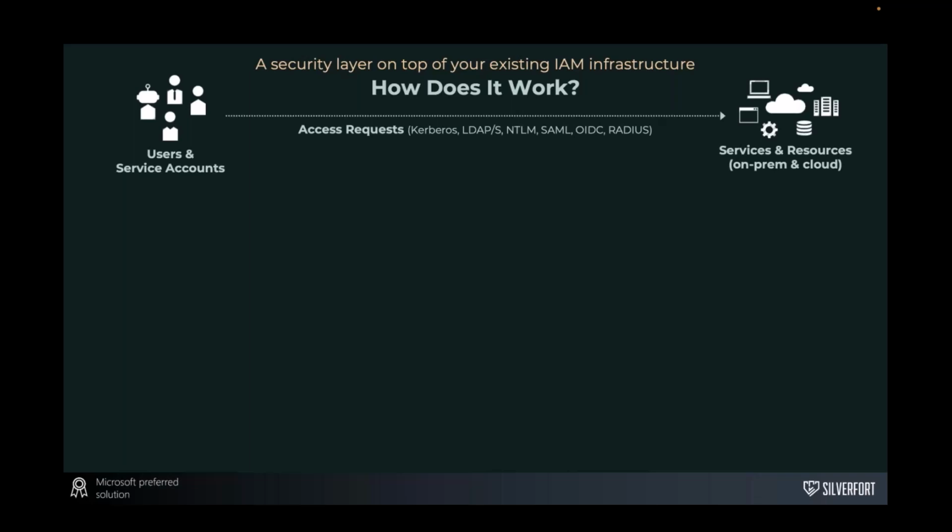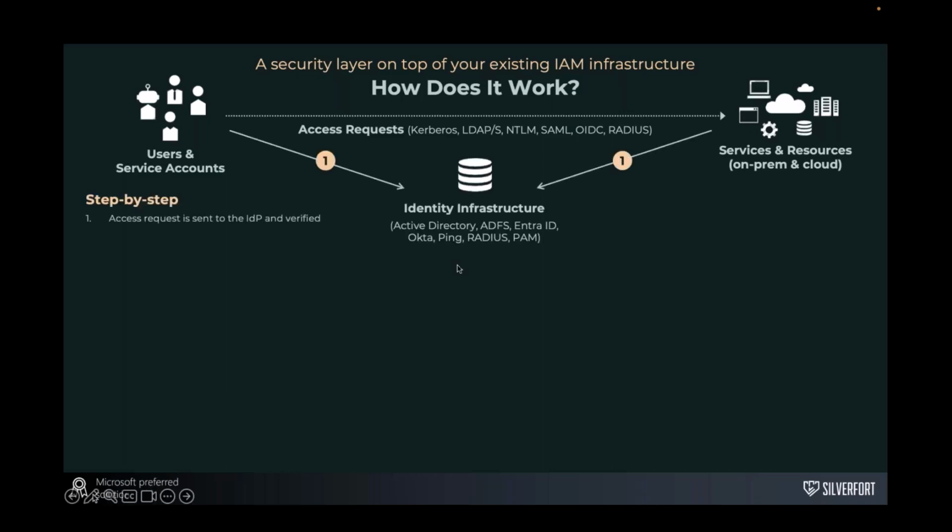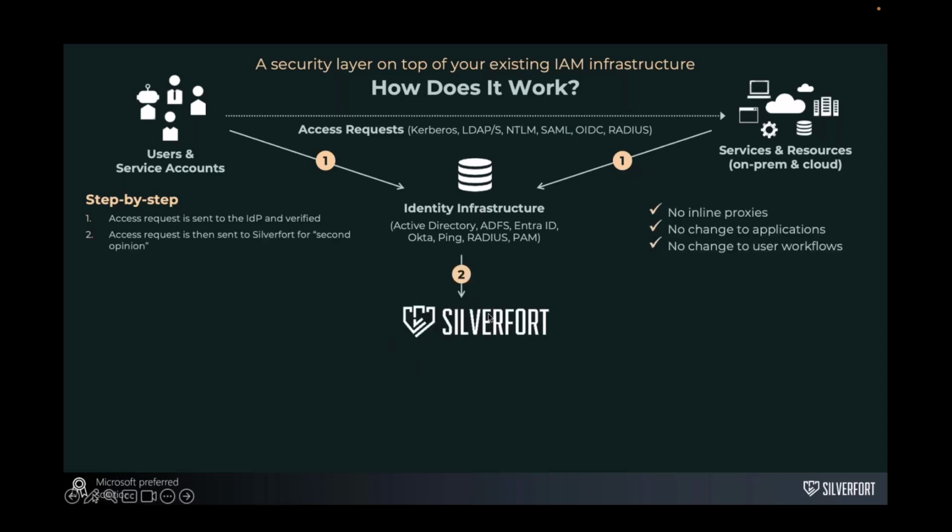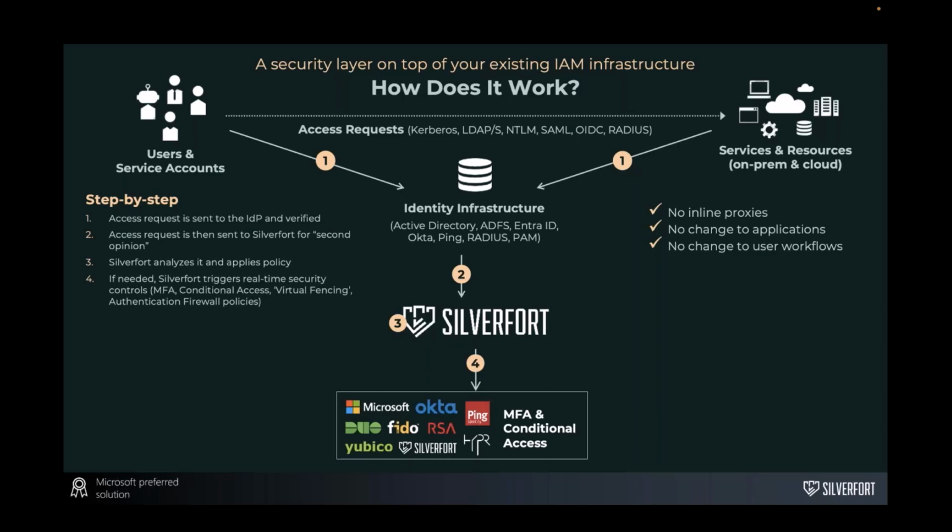In terms of architecture, instead of relying on proxies and agents, we have users accessing on-prem and cloud resources through the identity infrastructure, Active Directory, ADFS, etc. We place our infrastructure behind Active Directory. Let's talk about the on-prem environment, it will be simpler. Every authentication that makes its way to Active Directory, instead of Active Directory deciding by itself whether to allow or block access, it forwards it to us, to Silverfort. Then we analyze it, and if needs be, we can challenge the user with MFA, using our own app or any other. Then we get the response, and we tell Active Directory whether to allow or block access.